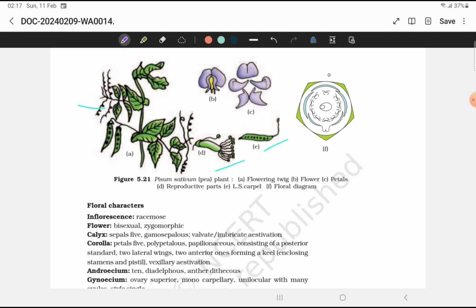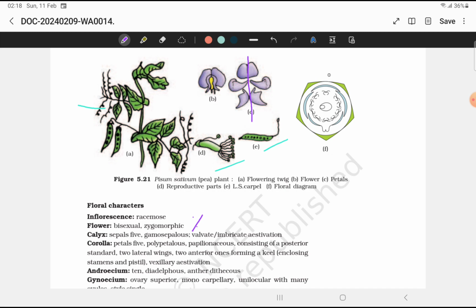zygomorphic nature. Zygomorphic in the sense the flower could be cut into two equal halves in only one direction. Look here, this is the petal given, and I've just drawn one line in the center, and there are two equal halves only in one direction. And this is mentioned with a percentage-like symbol also, zygomorphic.